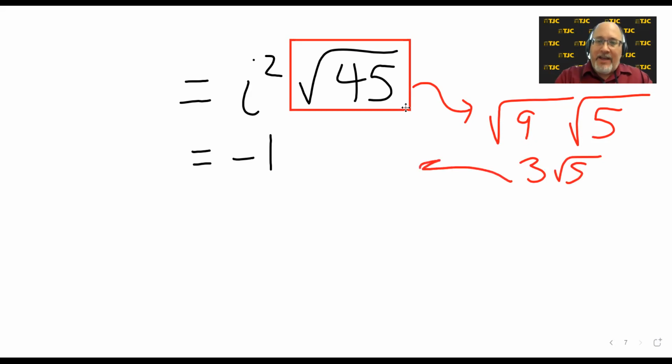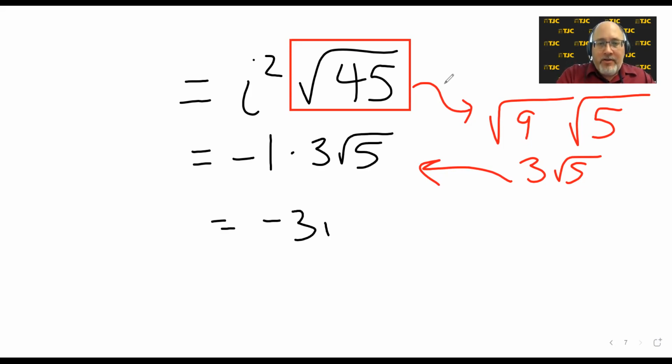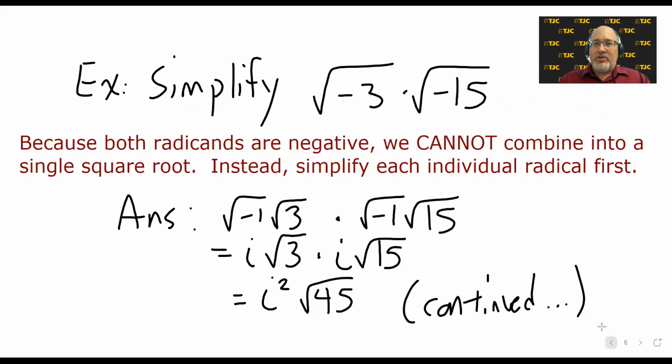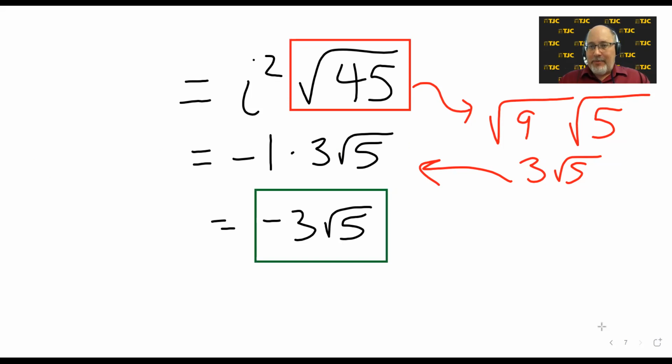This goes back into my answer. So we have -1 times 3 times the square root of 5. I know the answer to -1 times 3, and this problem is over. I don't know why green suddenly became the color of the box to put around my final answers. So that one's a little bit trickier because you've got two negatives to deal with in square roots separately. And then when you put it all together, you get a bigger mess to clean up.